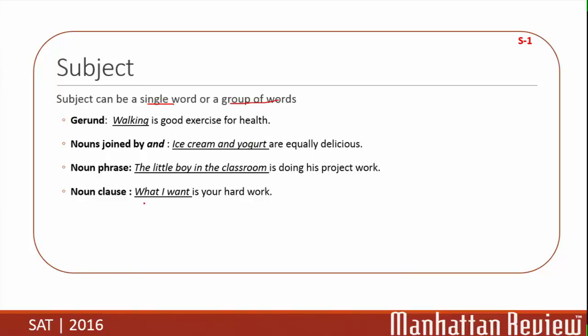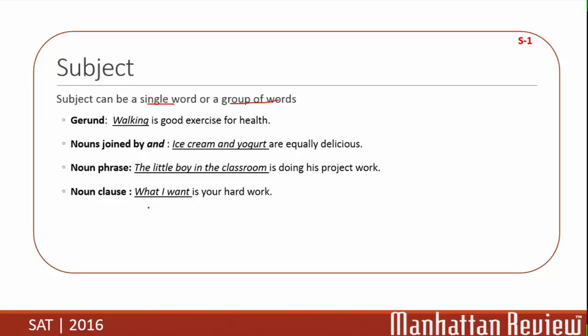Yes. So let's check with another example. The little boy in the classroom is doing his project work. Now what is the subject in the sentence? The little boy in the classroom is the subject. This we call a noun phrase. So a noun phrase can also act as a subject in a sentence.